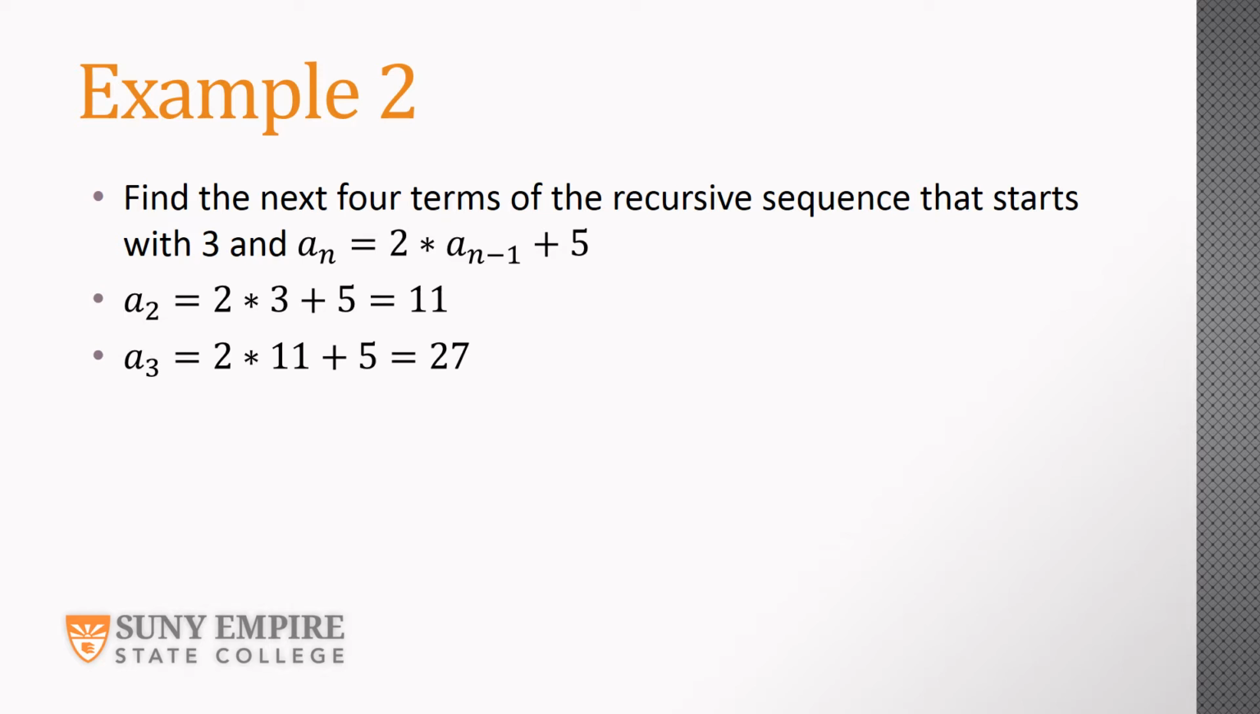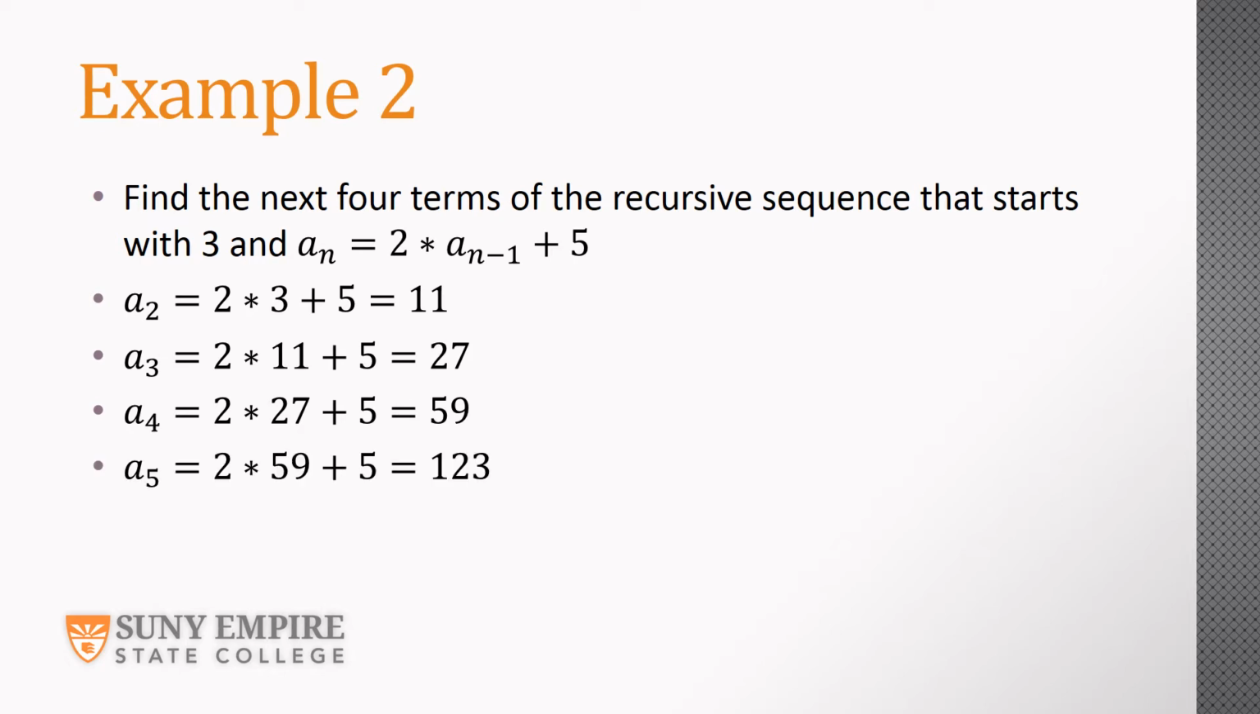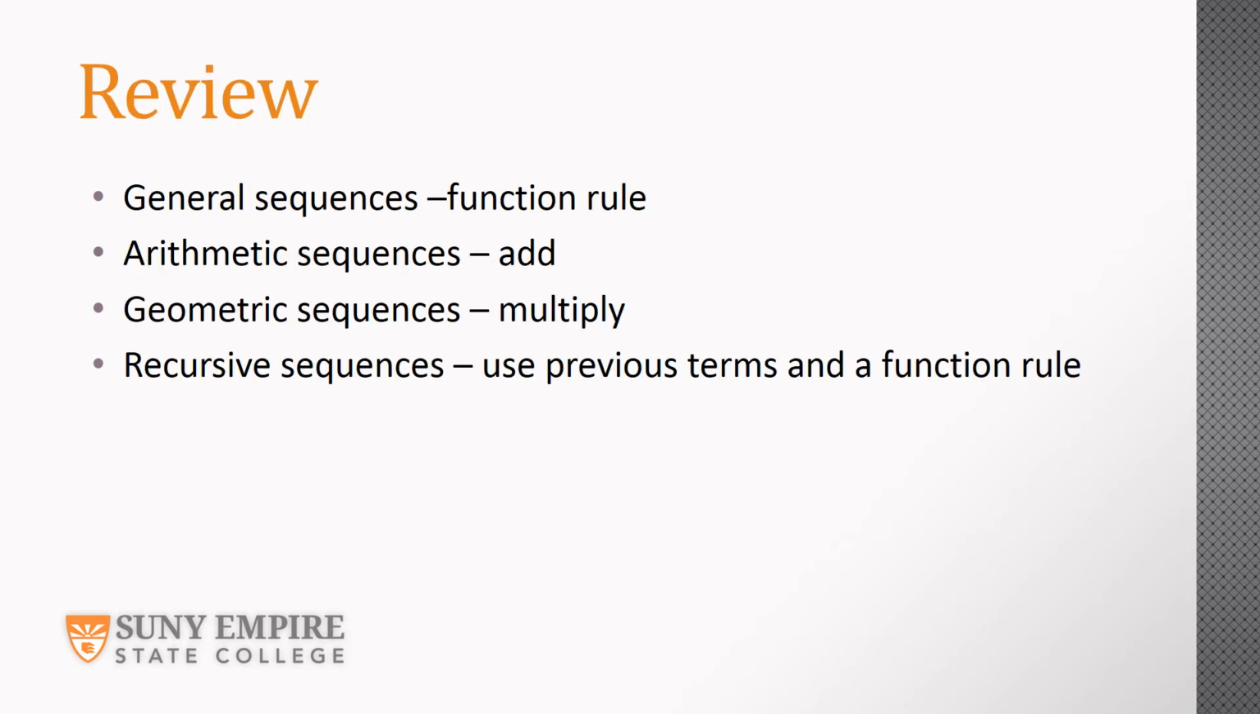A sub 3 is then 2 multiplied by 11 plus 5, which is 27. A sub 4 has 2 times 27 plus 5 equal to 59, and a sub 5 is 2 multiplied by 59 plus 5 equaling 123.